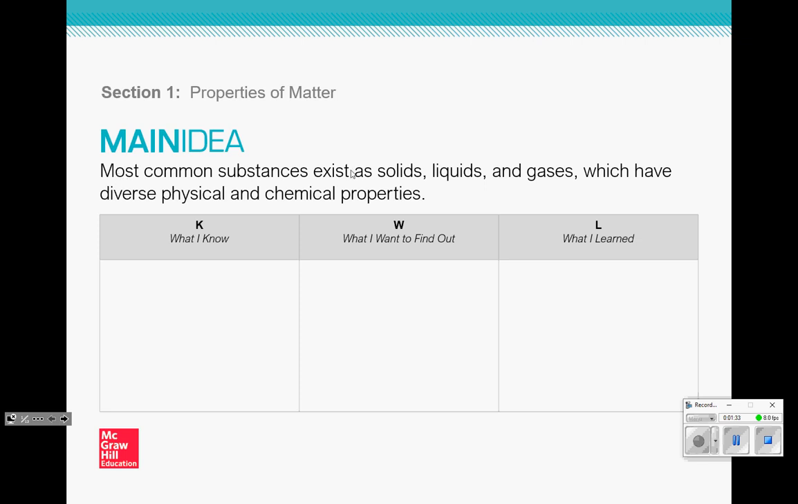Most common substances exist as solids, liquids, and gases, so we're talking about properties of matter, which have diverse physical and chemical properties. So we'll focus on physical and chemical properties. Don't confuse that for physical and chemical changes. We'll talk about the changes later.